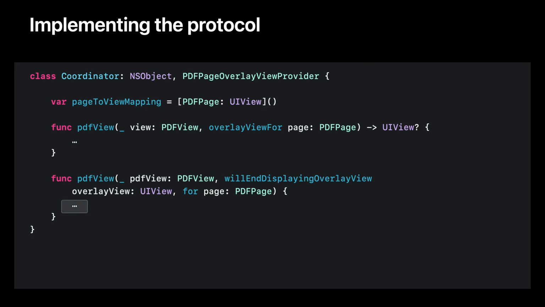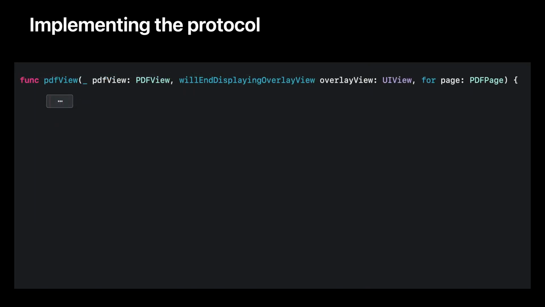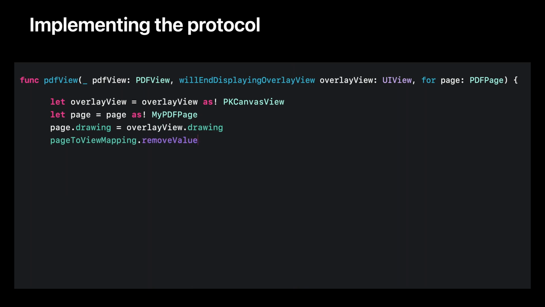And now, let's focus on the next method, Will End Displaying Overlay View. It's simple. It gets the drawing from the view and stores it on our custom page class. Now that we've done that, let's see it in action.